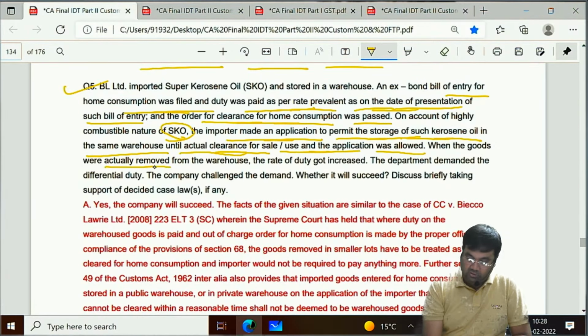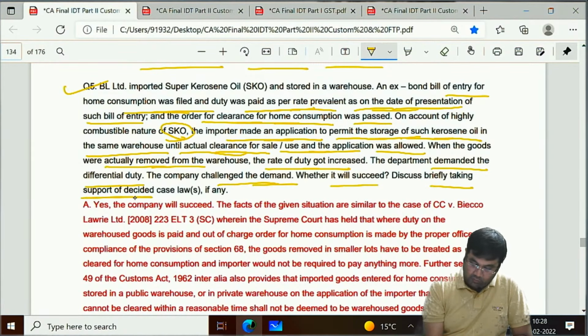When the goods were actually removed from the warehouse, the rate of duty had increased. The department demanded the differential duty. The company challenged the demand. Whether it will succeed, discuss briefly, supported by decided case law.